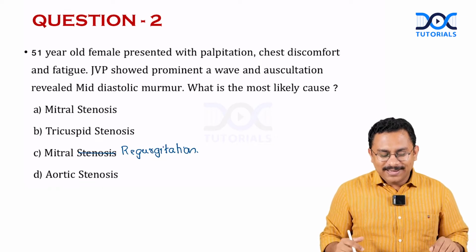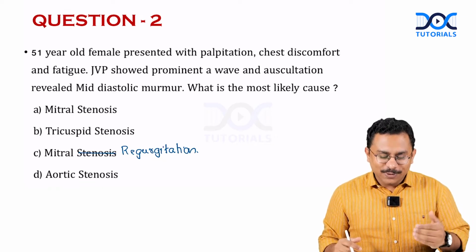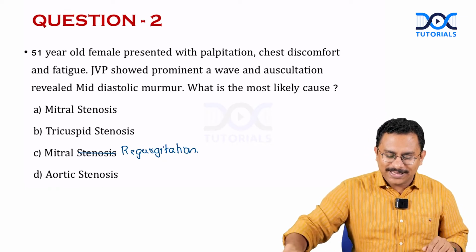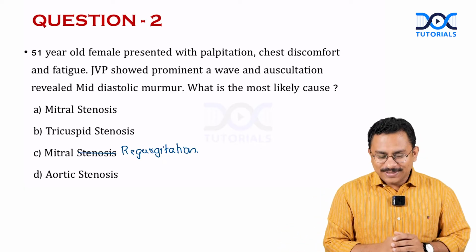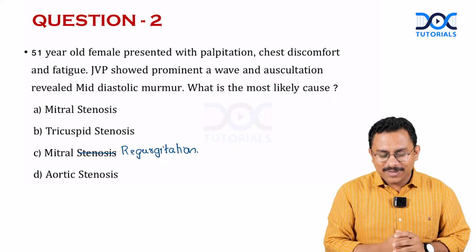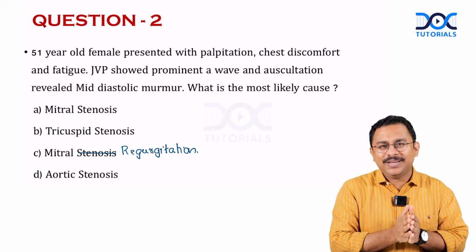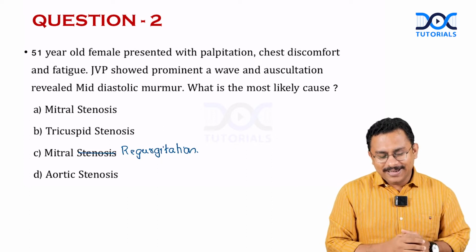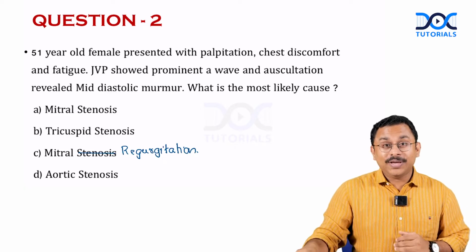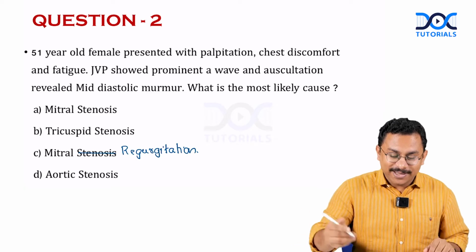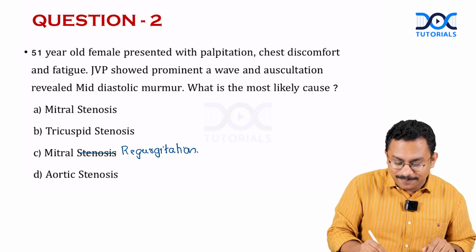Let's have a look at the first line. Female presenting with palpitations, chest discomfort and fatigue. So it is a cardiovascular case, but it doesn't take us to the diagnosis. It's the second line which gives us more clues: JVP showing a prominent A wave and auscultation revealing a mid-diastolic murmur.